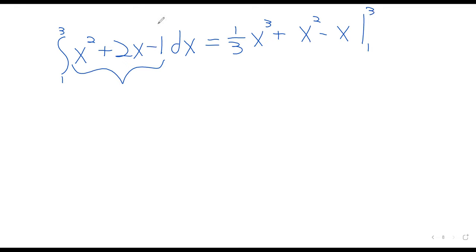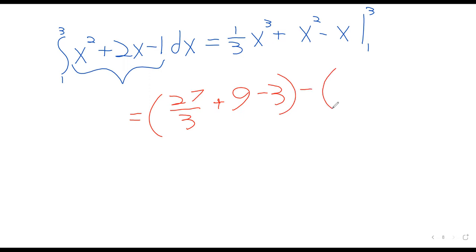It's not complicated what we want to do. We want to stick in 3. 3 cubed is 27. 3 squared is 9. 3 is 3. And then we subtract. Make sure you use parentheses appropriately. We stick in 1. We get 1/3 plus 1 minus 1. So now it's just kind of tedious. We can either do this in our head or we can go stick it in a calculator. I would probably just use the calculator.